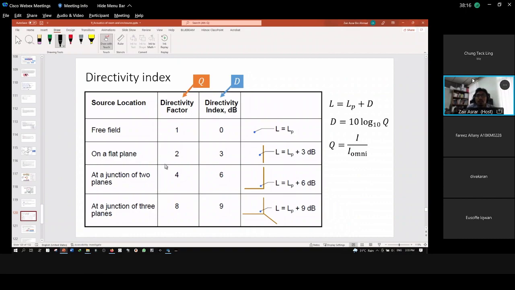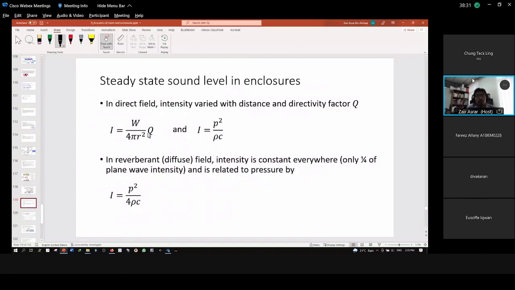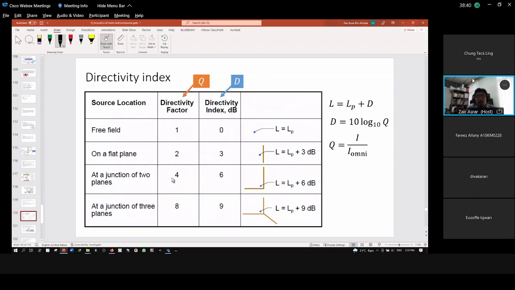On a flat surface, Q now equals 2. So instead of propagating in a sphere, now the sound is propagating through a half sphere. That's the reason why Q equals 2. If we put Q equals 2 here, in the end we'll have intensity equals W over 2 pi r squared. So basically, the propagating area is half of a sphere. Q will change according to the location of the sound source. At the junction of two planes, Q equals 4, and at three planes, Q equals 8.